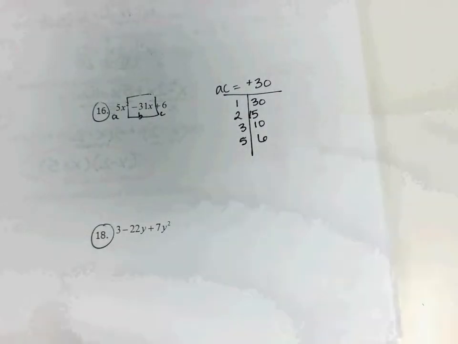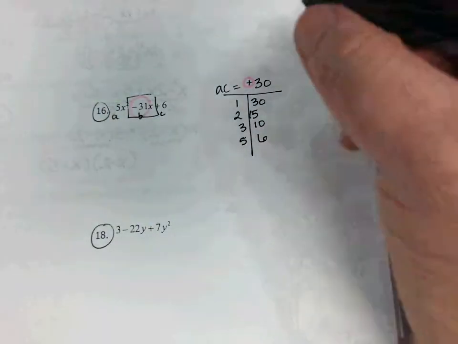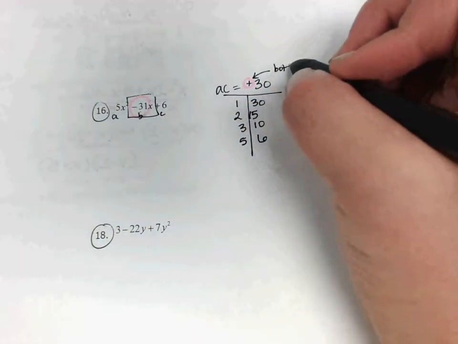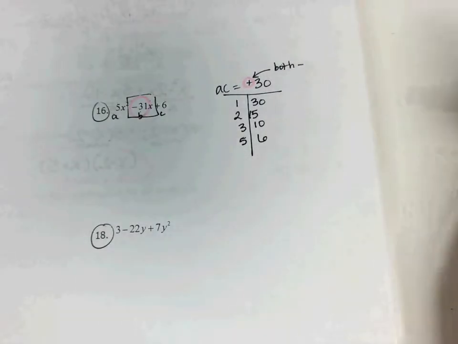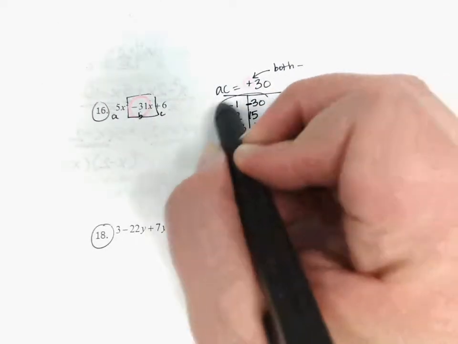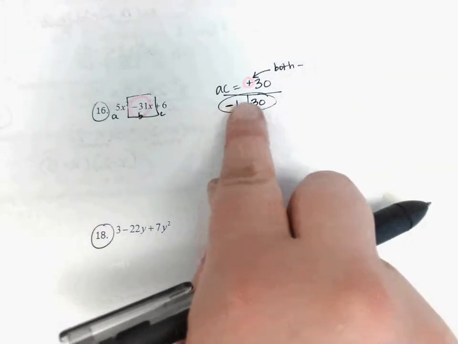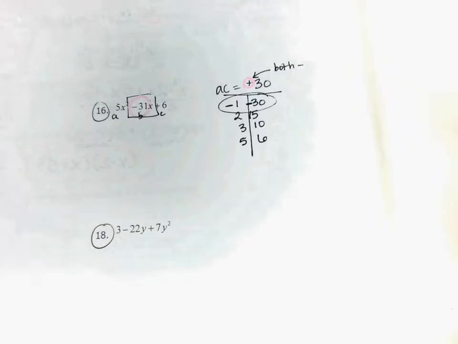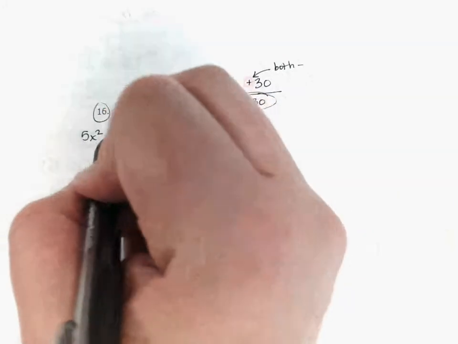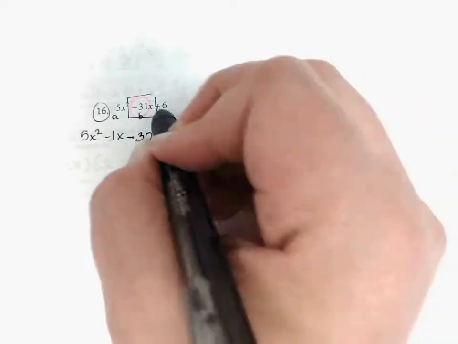But my numbers need to add to give me negative 31. So remember, if they're adding and I need a negative 31, then I need to turn both of my numbers negative. So if I do 30 plus 1, that's 31. Then if I do negative 1 and negative 30, that's going to give me minus 31. And if I were to multiply these two guys, remember the negatives cross out, that'll keep my AC positive. So I have 5x squared minus 1x minus 30x and then plus 6.